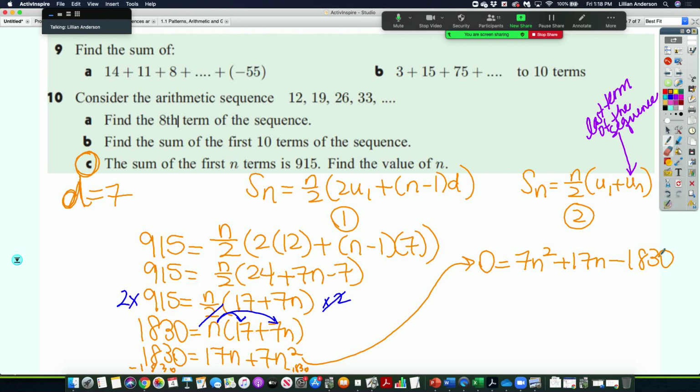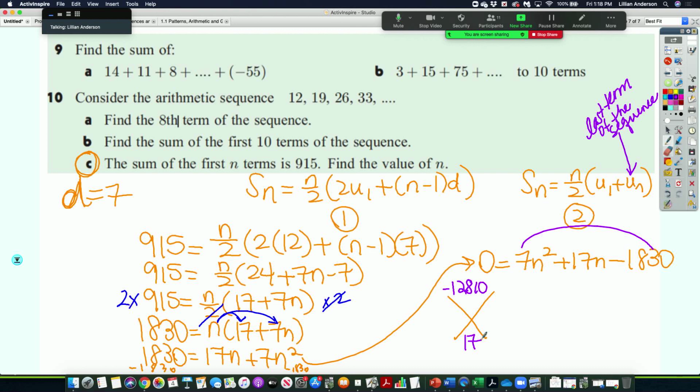Now my question is, do y'all remember that X method? Isn't it A times C, and then you have to figure out multiples that add up to B? Yep. So what is 7 times negative 1830? It's going to be big. What's 7 times negative 1830? Negative 12,810. So I'm looking for two numbers that multiply to give me this number here that also are going to add up to be that number down there.